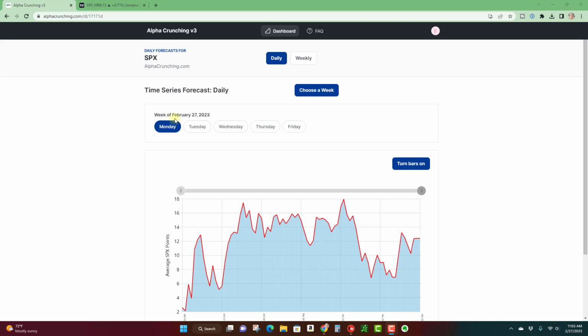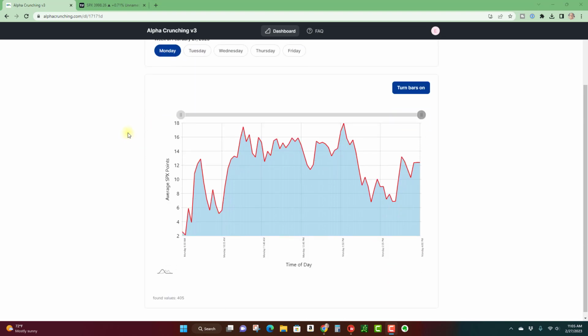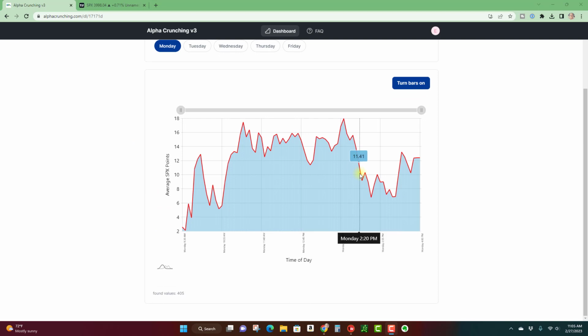But as we came into Monday the 27th, this was the forecast. It was pretty choppy. And one of the things I've been talking about to members and mentioning in a few posts is the magnitude of the chart. I'm really looking at the y-axis here, where this is the average SPX points for a given period. As we head into today, we can see that the average move over the morning has been about 18 points.